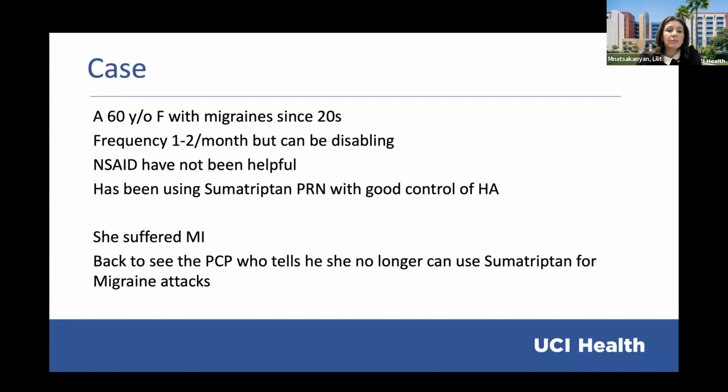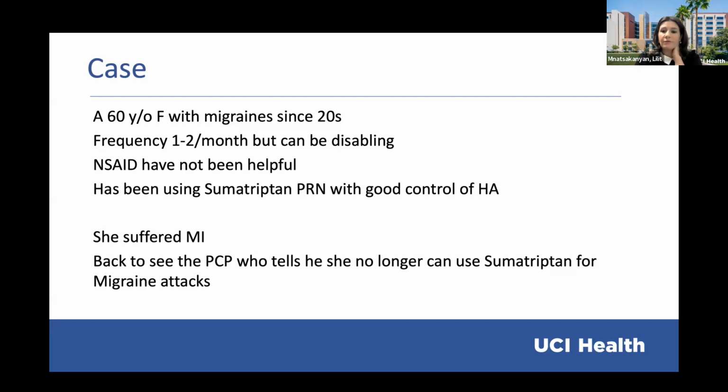So we'll start with a case, a 60-year-old female who has had migraines since her young 20s. Not that frequent, about once or twice per month, but they can be very disabling, limiting the day and basically making her bedbound. She initially tried non-steroidal agents, but they did not help. But then she achieved good control with sumatriptan as needed for her acute headache attacks.